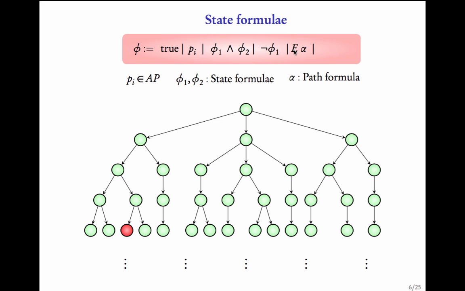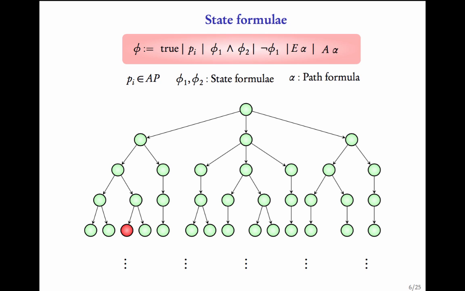What about E alpha? Look at this state. You can evaluate E alpha on this state. And E alpha will be true on the state if there exists a path that satisfies alpha. Similarly, A alpha is again a state formula because it's a characteristic of the state. All paths starting from the state satisfy alpha.